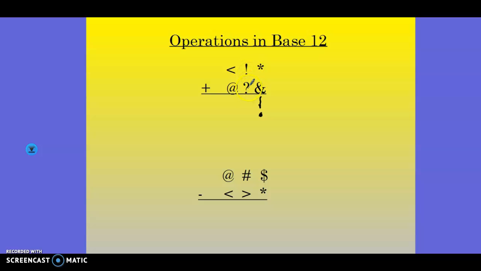Question mark is 10. So when we add those, we go to 15. And of course, there's no symbol in base 12 for 15. So we have to say that that would be 1 twelve and 3. So we'd carry the 1 to the next column. That's a 1. And then 15 is 3 more than 12, so I need a 3 here. Then the 1 plus 1, 2, add is 4. So that's 6. So that would be percent.